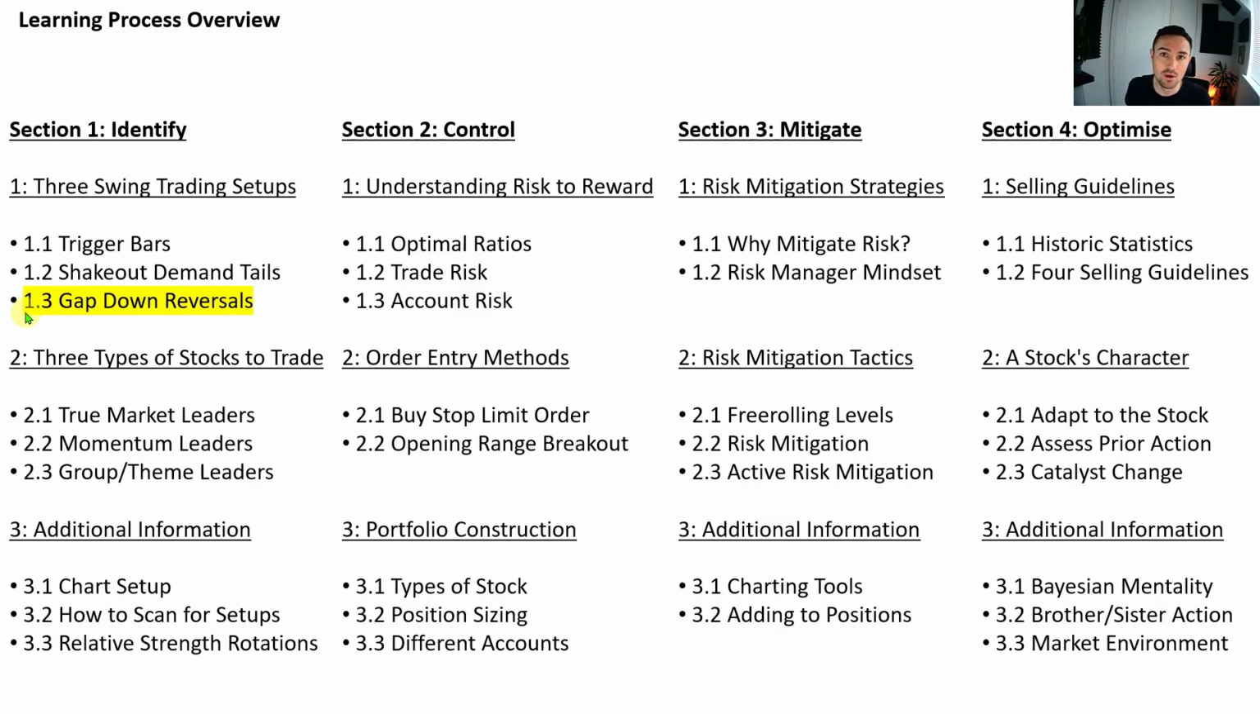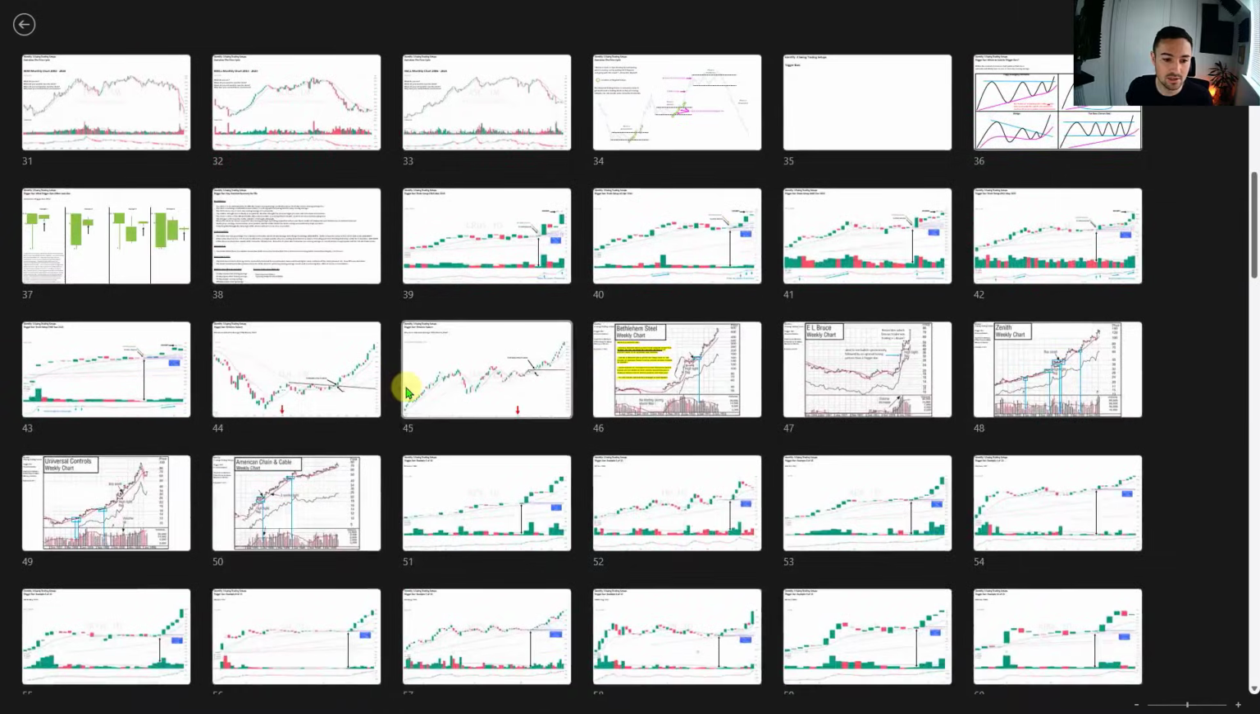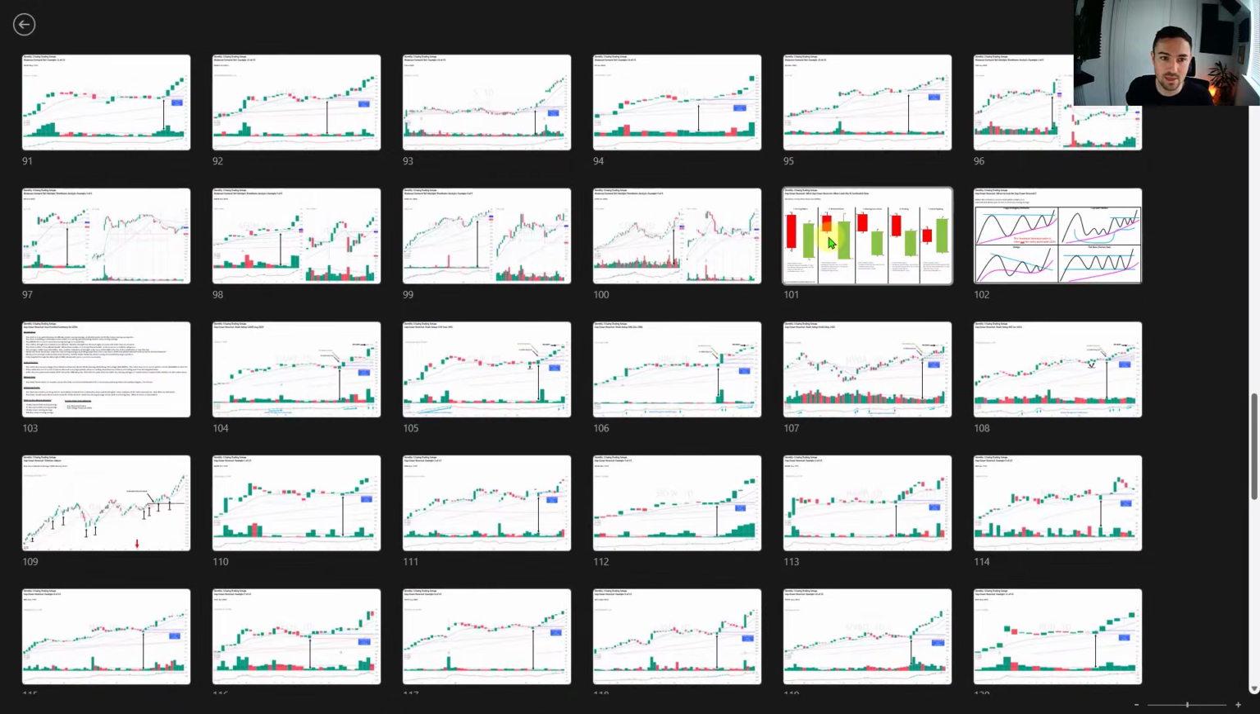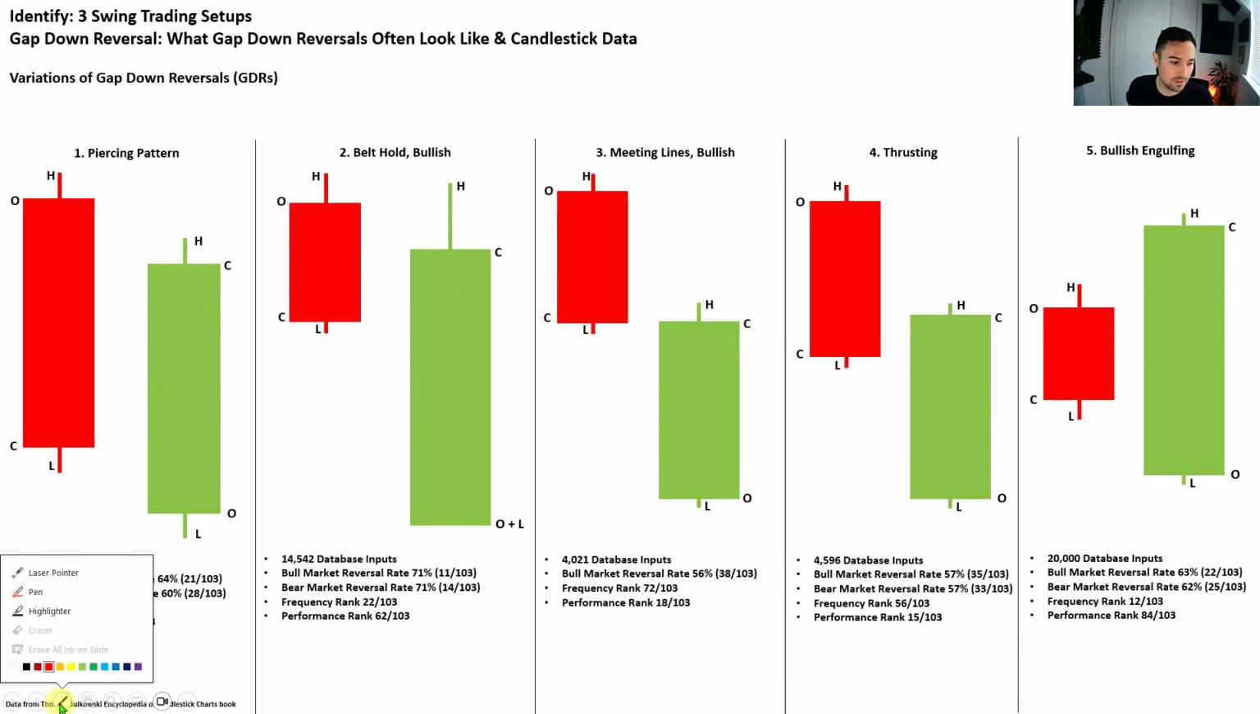So this one is going to be all about gap down reversal bars, which is the last of the 3 types of setups I look for. So we've done trigger bars, we've done shakeout demand tails, and now we are on to gap down reversal bars. So let me fast forward to the section. We're going to go down here, and it's going to be this one here. So gap down reversal bars, let me get the laser pointer loaded up for you.